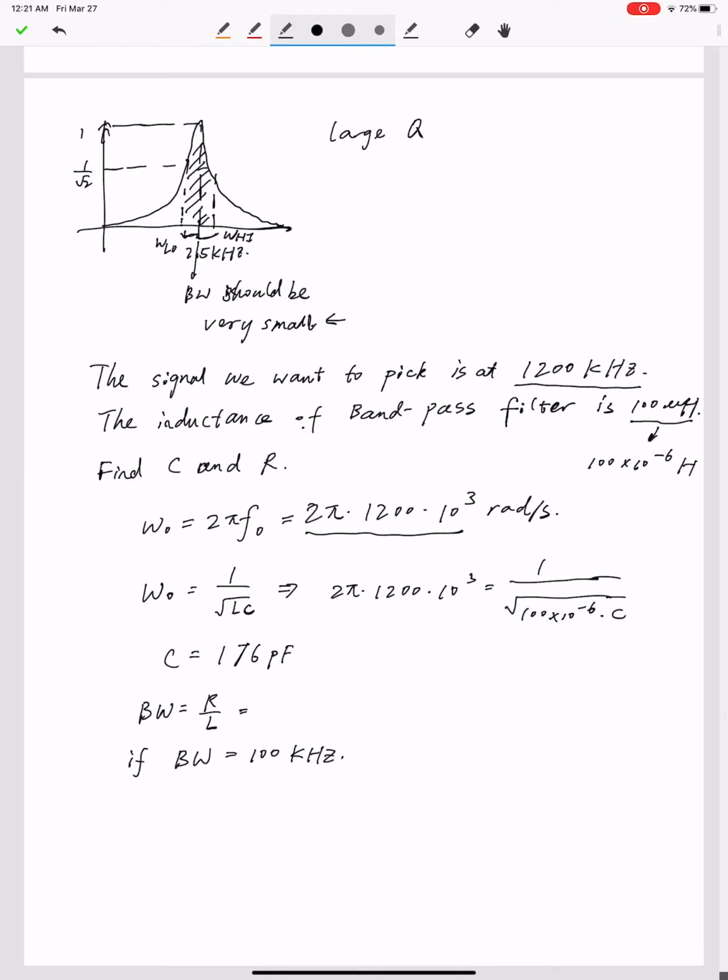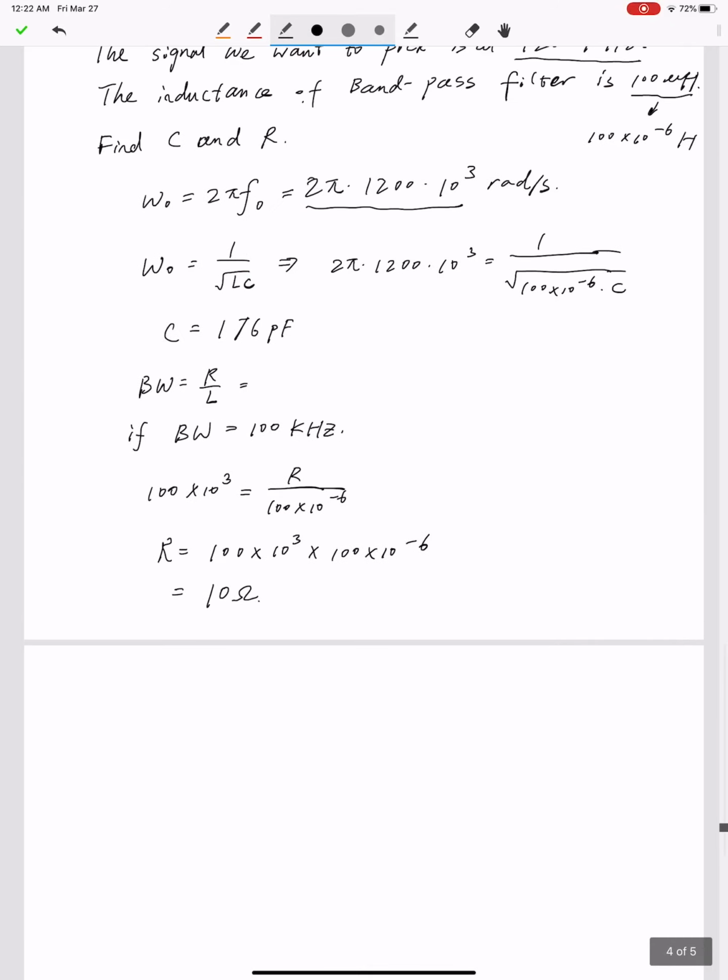Then the corresponding resistance: 100 times 10 to the power of 3 equals R over 100 times 10 to the power of minus 6, right? So R equals 100 times 10 to the power of 3 times 100 times 10 to the power of minus 6, which equals 10 ohms, right? So that's the resistance we need.